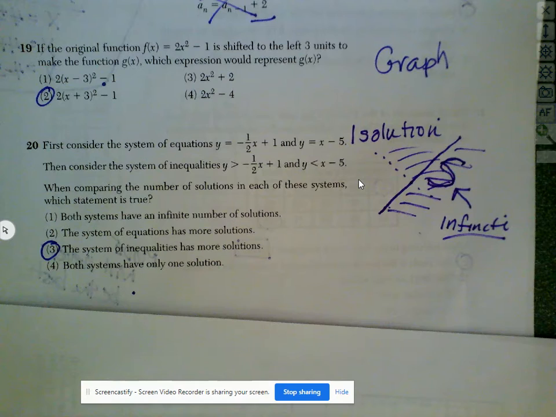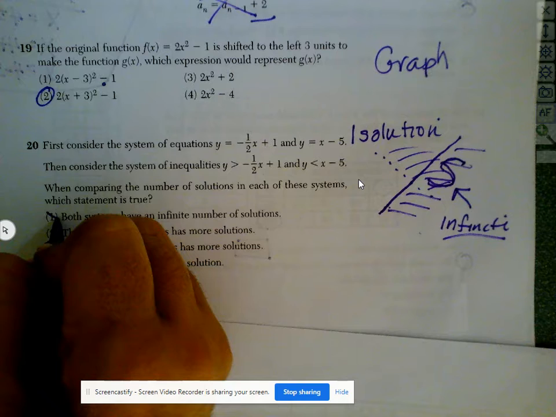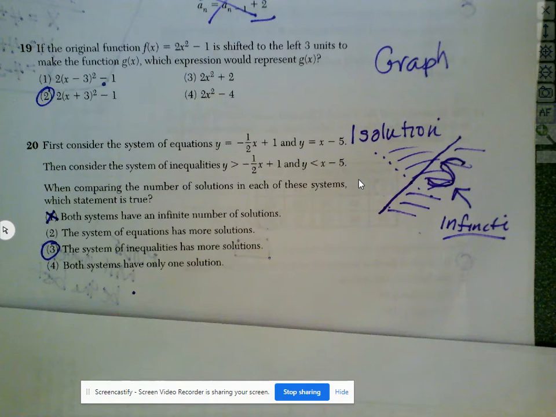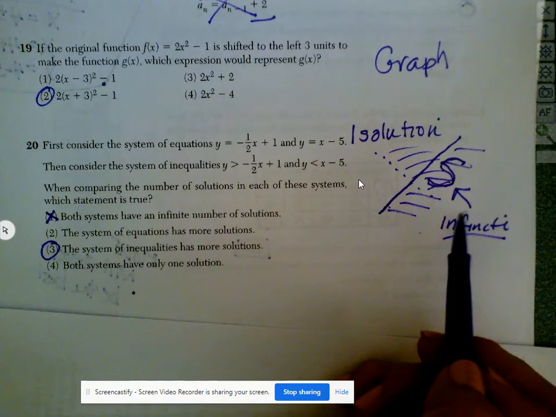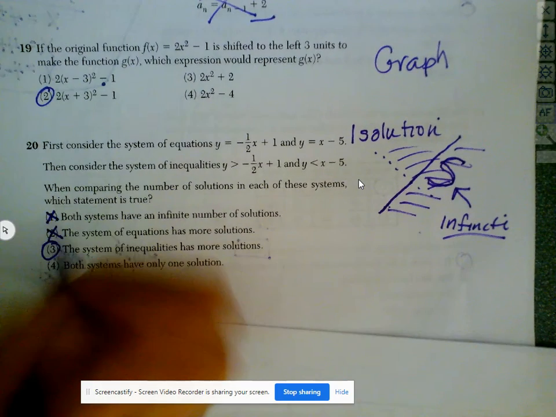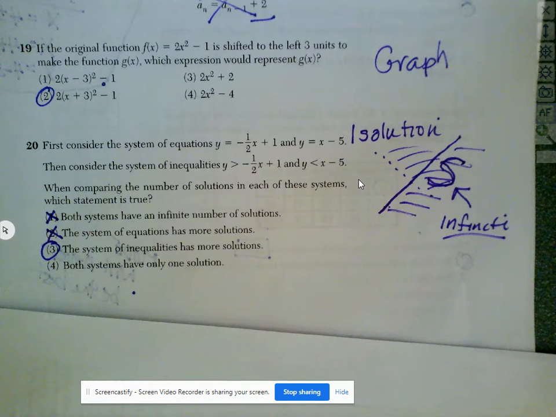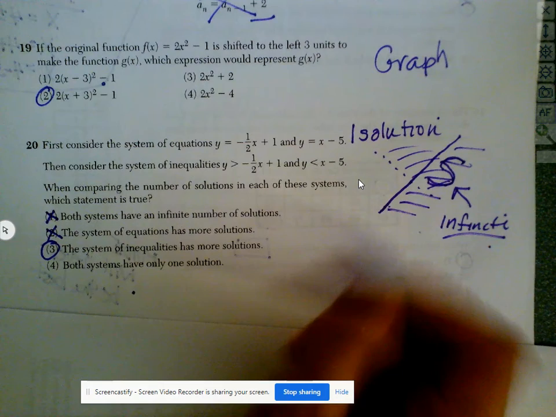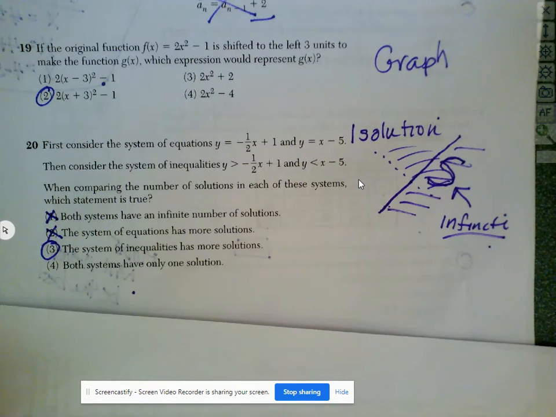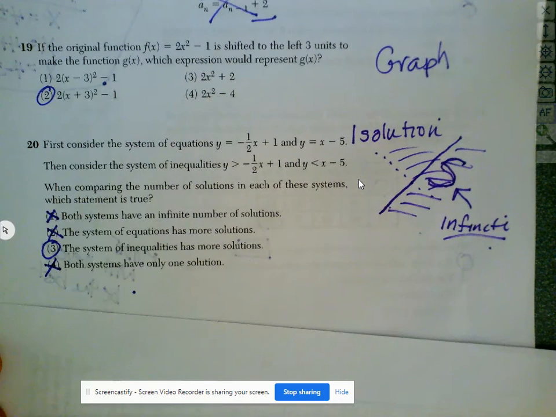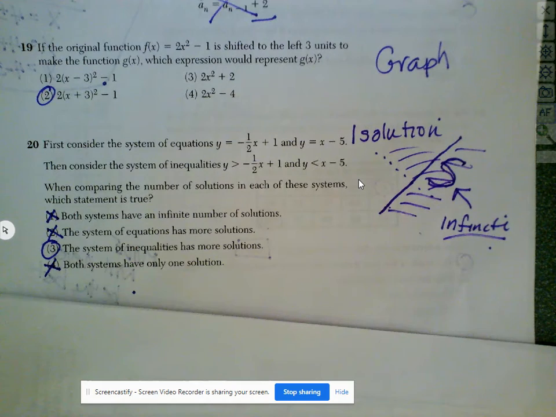So it says both systems have an infinite number of solutions. That is not true because linear will never be infinite unless they're the same line. The system of equations has more solutions. Well, this has one, this has infinite, so that's not true. The system of inequalities has more solutions. That is absolutely true because infinite is more than one. And both systems have only one. Nope, that would only be if they were both linear. Okay, going on.